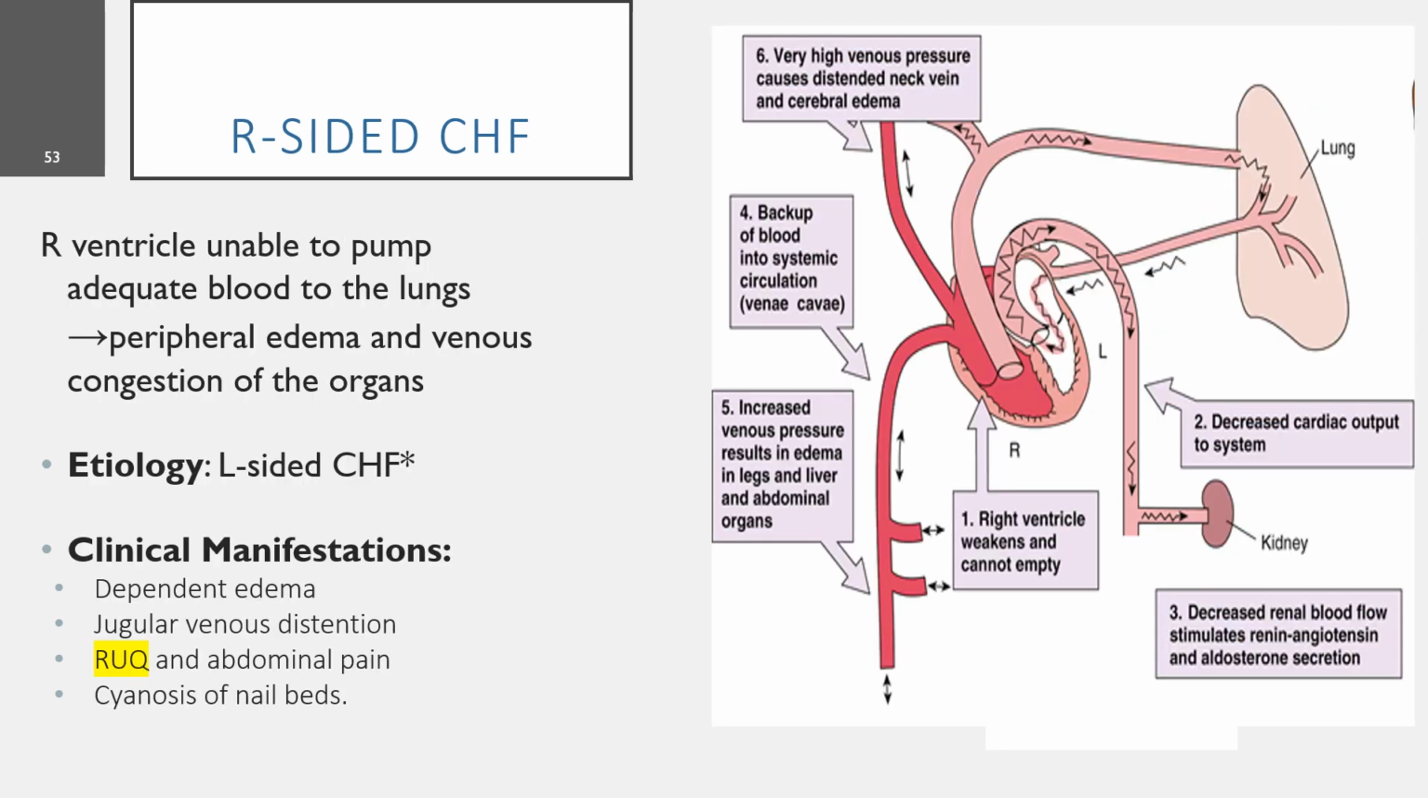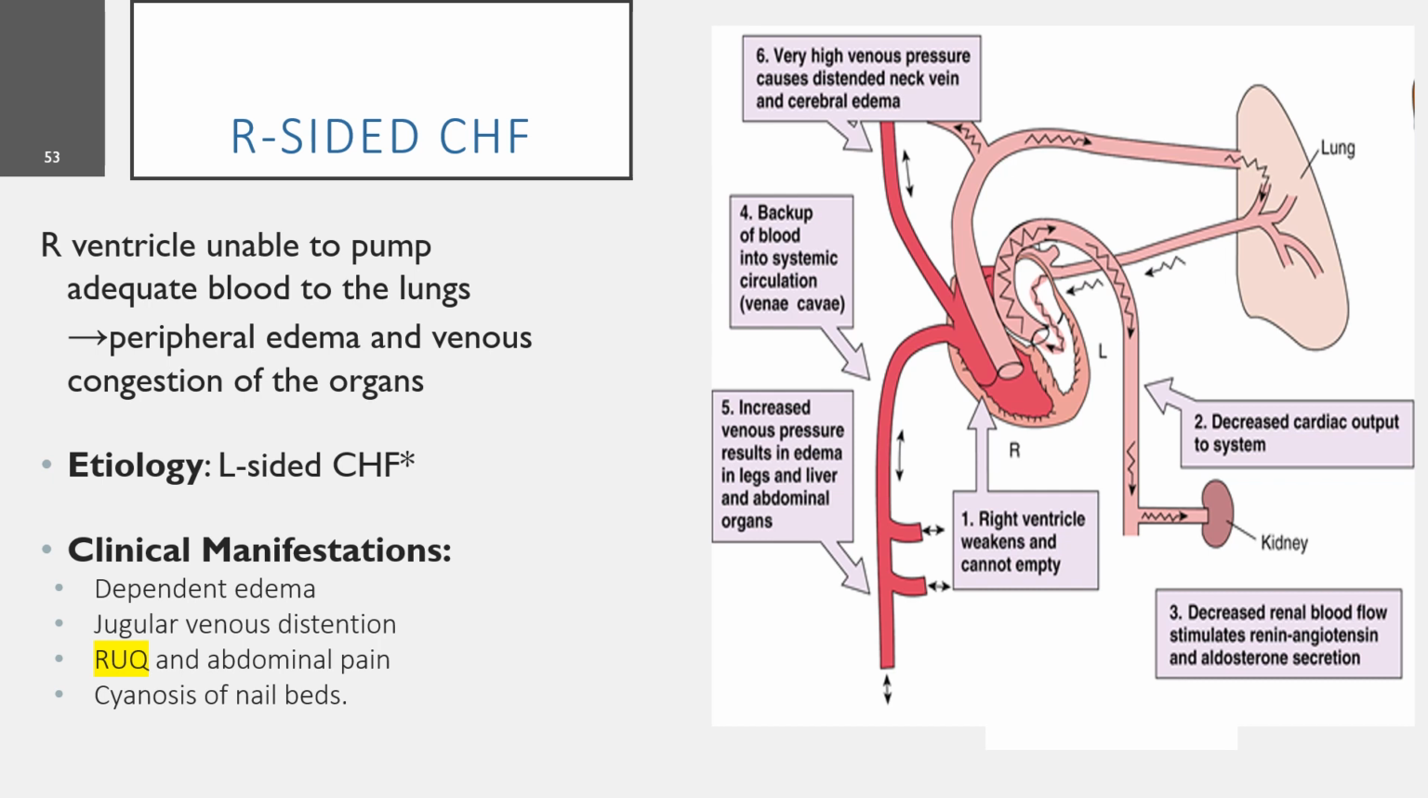Result of right ventricular failure: inability of the right ventricle to effectively pump blood to the lungs, leading to pulmonary congestion and peripheral edema. Etiology: left-sided congestive heart failure. Elevated left-sided pressures can lead to increased pulmonary venous congestion, eventually causing right ventricular failure. Clinical manifestations include dependent edema, which is swelling in the lower extremities due to fluid retention, typically worsening throughout the day and improving overnight when the patient is in a recumbent position.